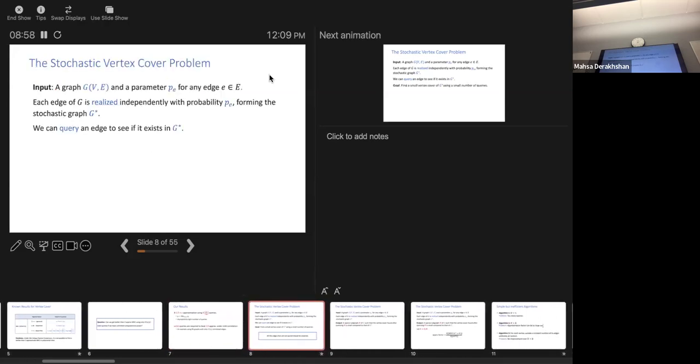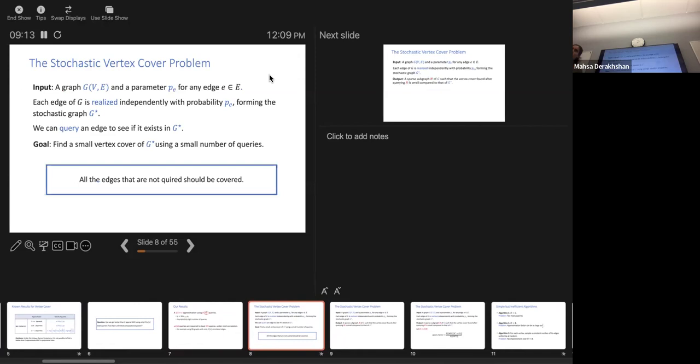Let's go over the problem again. We have our input graph, our base graph, with probability of existence p_e for each edge, and we can query the edges to see whether they exist or not. And we are interested in finding a small vertex cover using few queries.